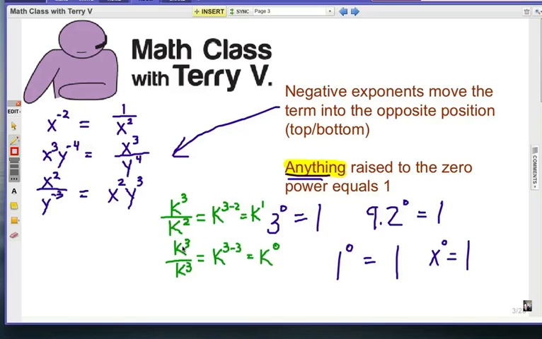Well, we know if we have k to the third power divided by itself, those would cancel out, and the expression really is worth 1. Well, we know then that k to the 0 power must be the same as 1. So anytime the exponents subtract each other out, in other words get 0, then the value is 1. Now it's a hard rule to remember, but it's easy to work with once you understand.